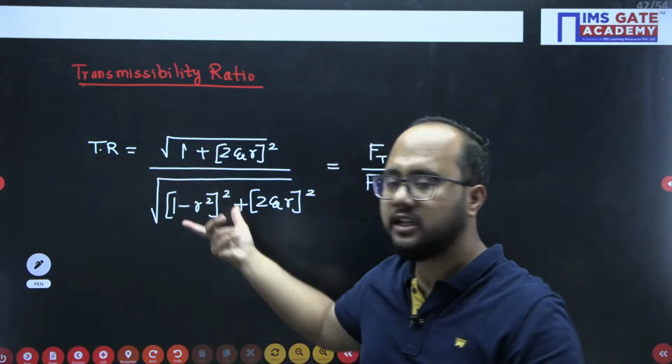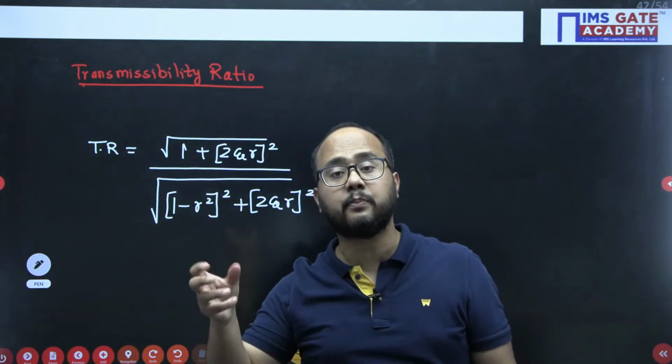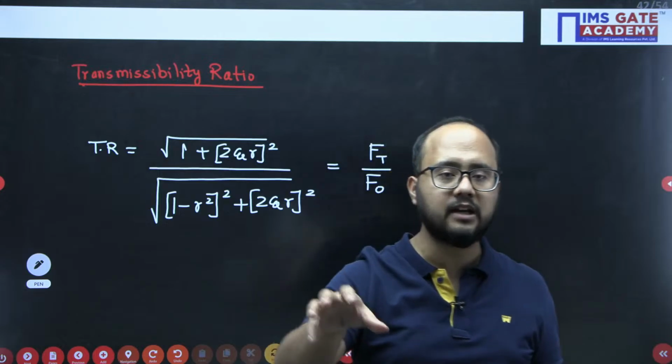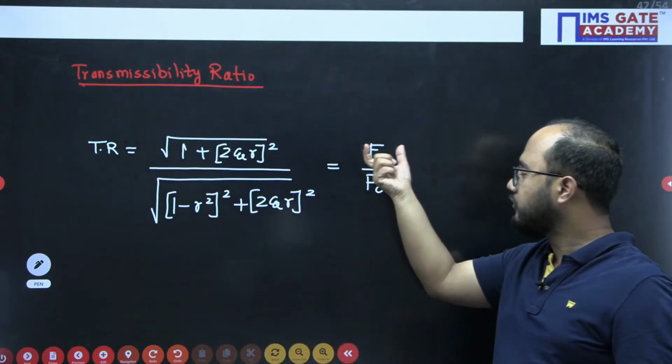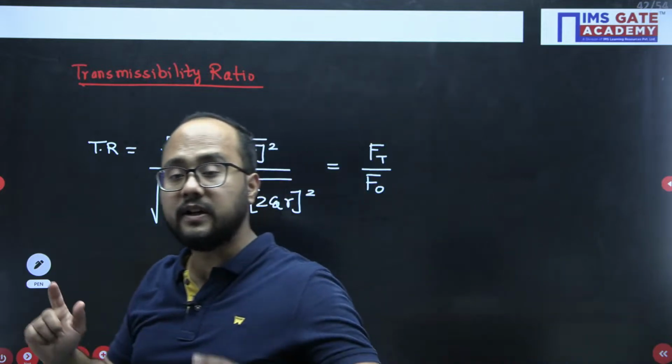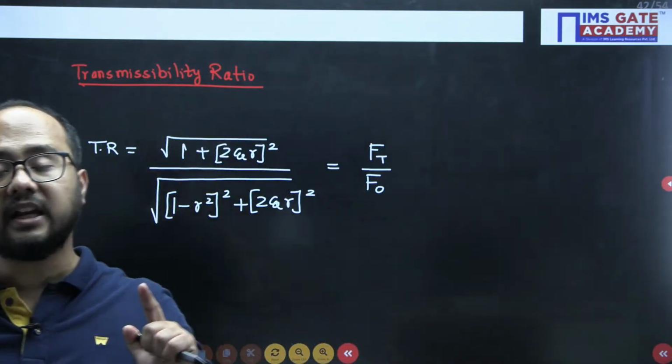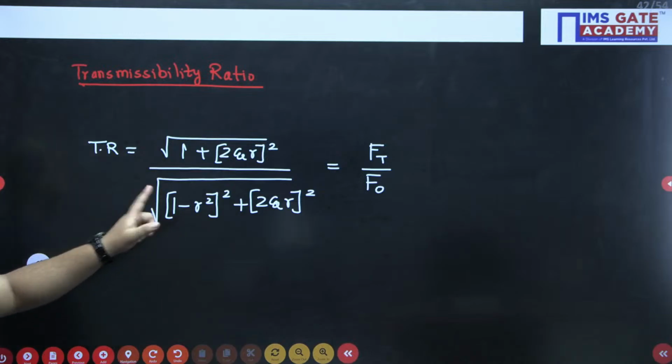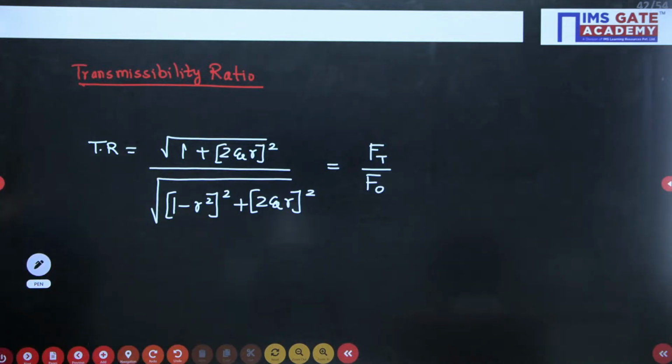So from this ratio, what we are actually checking is the performance of the vibration isolation system. It is the ratio of force transmitted to the ground divided by the force applied. So that's why this ratio is very, very important, everyone. You should remember, maximum numericals have been asked from this one. So you should not miss this part.